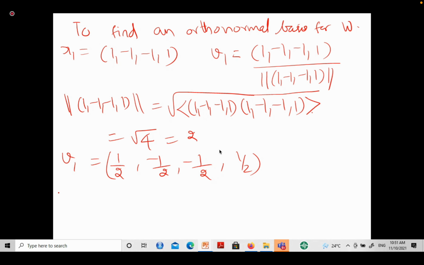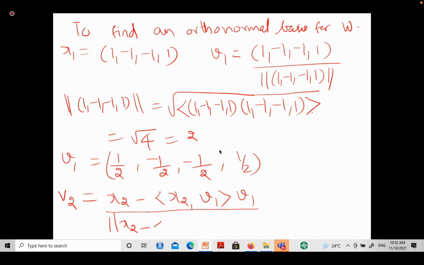How to find v2? The second vector which is orthogonal to this is x2 minus the inner product of x2 with v1 into v1, divided by the norm of x2 minus the inner product of x2 with v1 into v1, the same vector. Check. So we'll first find the numerator, x2 minus that. What will we find?